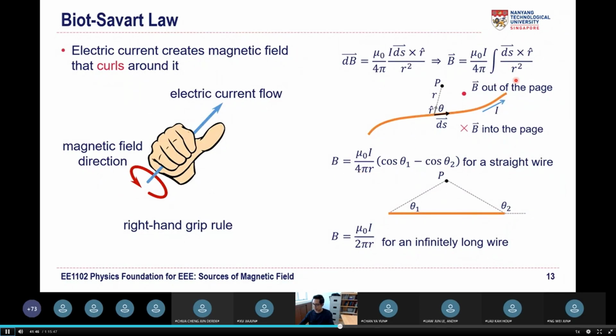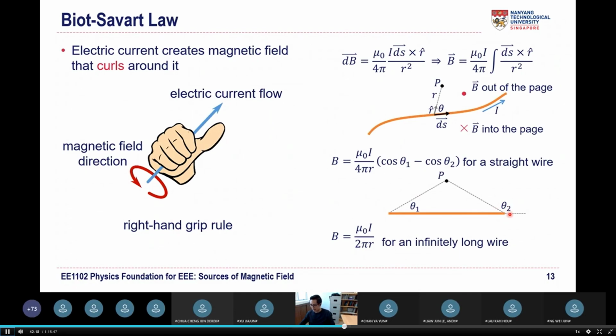If you do actually take the integral, it simplifies to this equation, where θ1 is from point P to one end of the wire, and θ2 is from point P to the other end of the wire, the angle created by that. So if you have an infinitely long wire, that means θ1 is going to be what? If this is infinitely long, that angle is going to reduce, and it will eventually become 0, right? So that part is going to be 1, because cosine of 0 is 1.